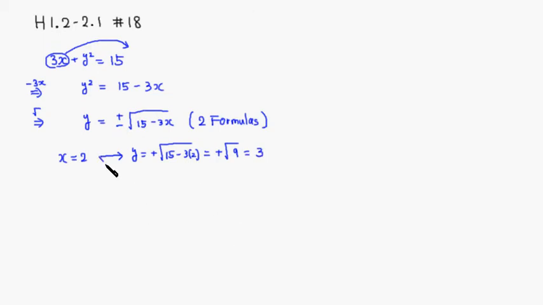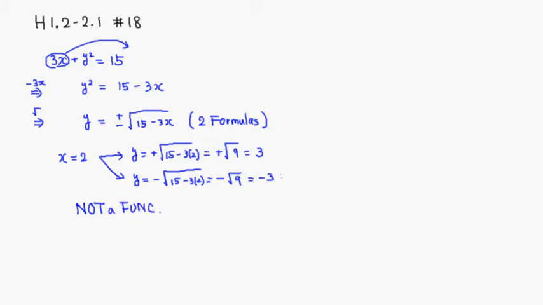And also, you have y equals negative square root of the same thing. So it's 15 minus 3 times 2. That's going to be negative square root of 9, which is going to be negative 3. So you can see that x equals 2 has two different corresponding y values. So therefore, this is not a function.